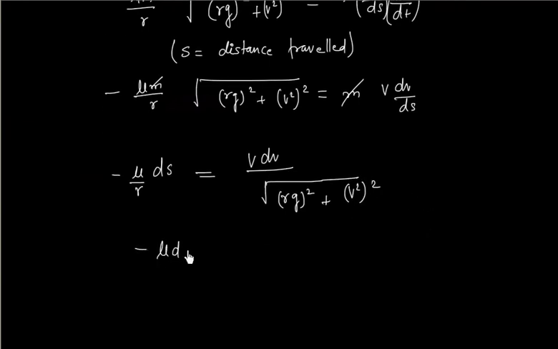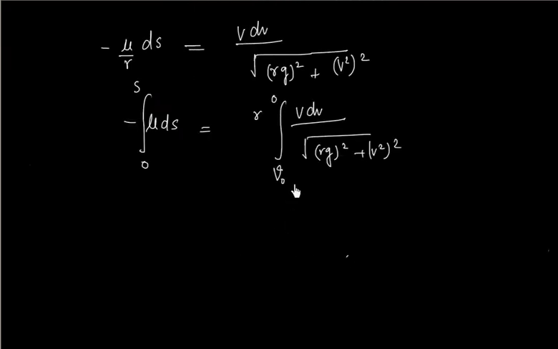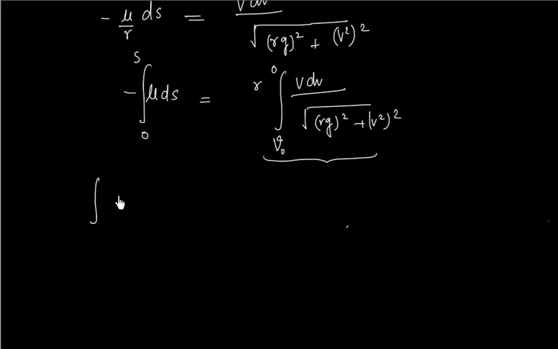So we can write minus mu ds is equal to r v dv over root of (rg) whole square plus v square. Now we can integrate. Initial distance is 0, initial velocity is v naught, final distance is s, and final velocity is 0. Now we have to integrate this function. So let us separate this function and first do the integration. We have to integrate v dv divided by the root.